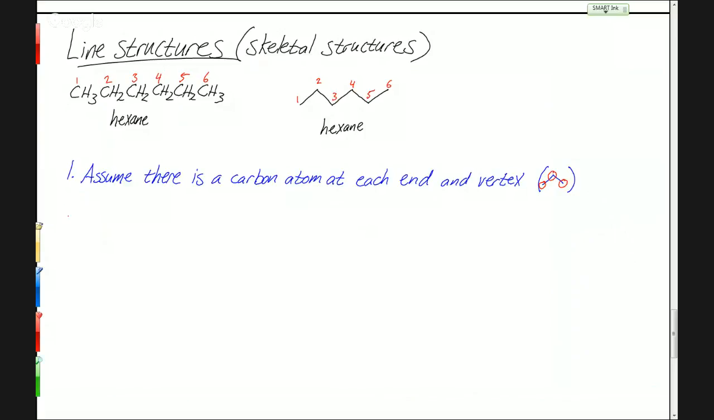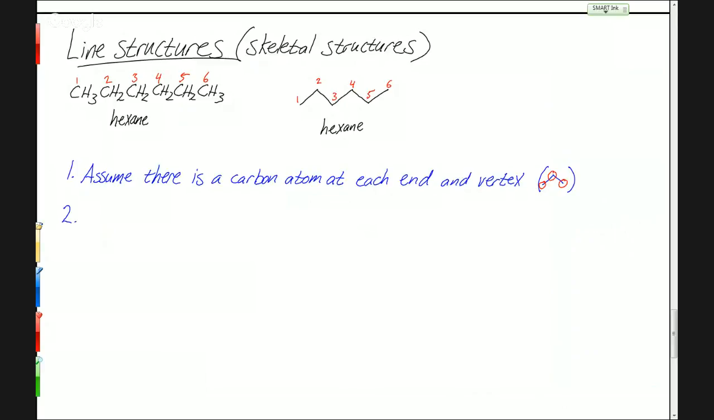The second thing that you'll notice is that there's no hydrogens. We don't see any hydrogens in that line structure for hexane. So how do we know how many hydrogens we have and where they are? We have to count those vertices. Well, yeah, we have to count the number of lines around it.